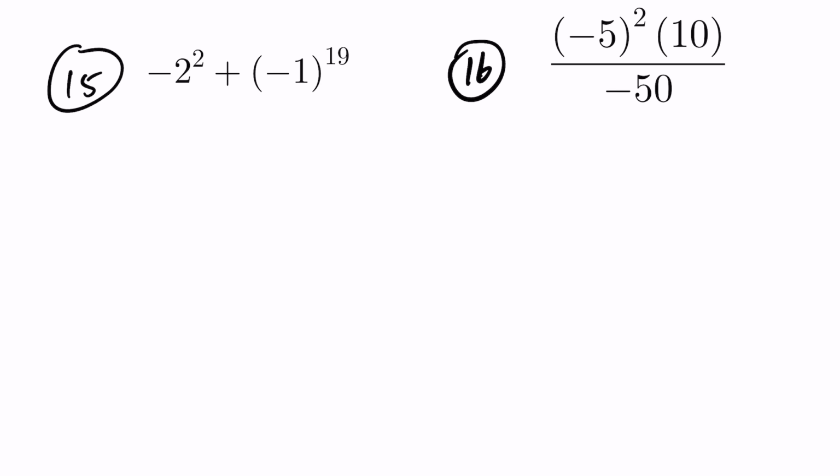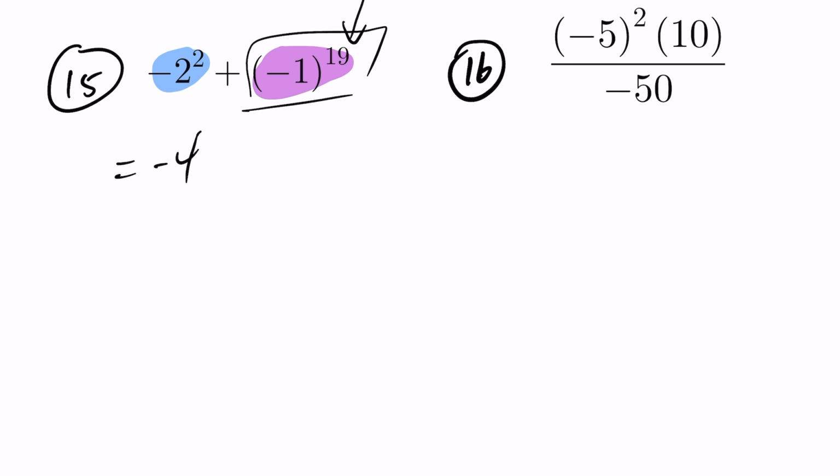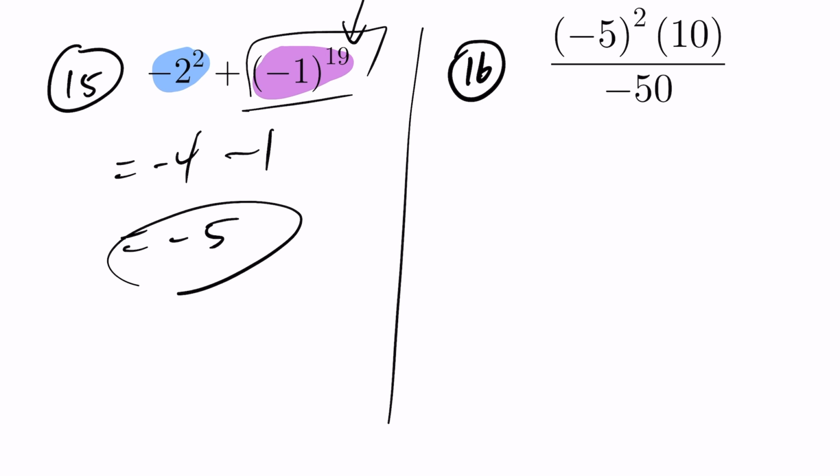For number 15 here, again, we're going to take care of the exponents. I can take care of these individually. So this ends up being equal to negative 4. And then this is to the power of 19. That's an odd exponent, so there's an odd number of minus signs, which means that's going to be minus 1. And my answer for number 15 is negative 5.